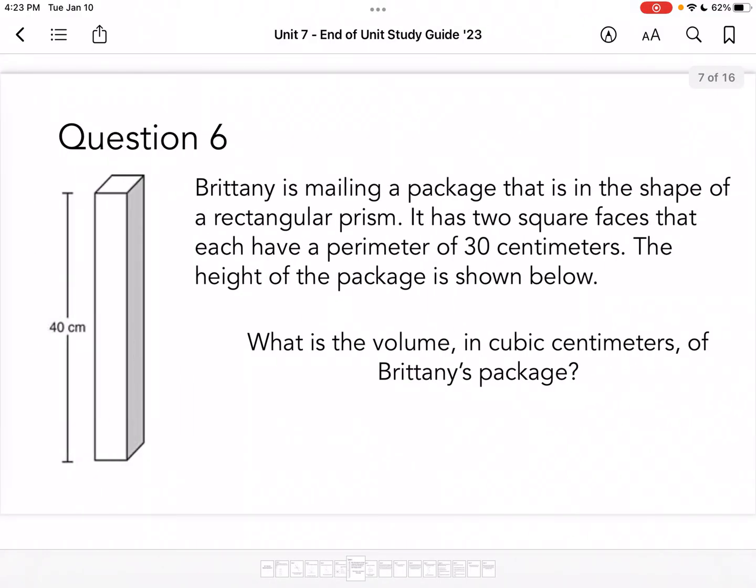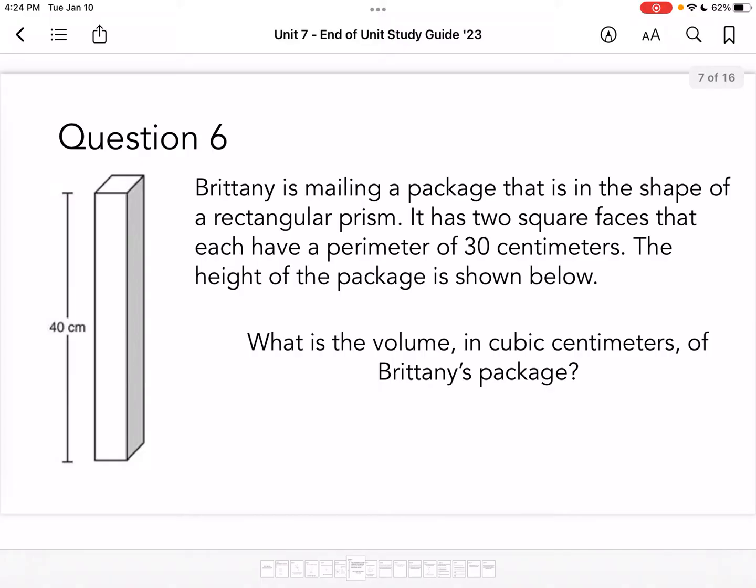All right, Brittany is mailing a package that is in the shape of a rectangular prism. It has two square faces that each have a perimeter of 30 centimeters. The height of the package is shown below. What is the volume of the package?